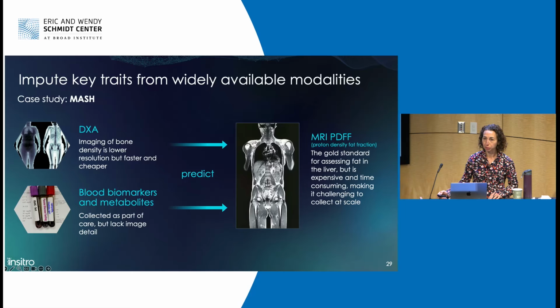So instead, what we do is we train machine learning models to predict our precision phenotype from much more commonly available data modalities. So an example of this that I can talk about here is in our study of MASH, or fatty liver disease, where the clinical gold standard trait is MRI-derived PDFF, and we train models to predict PDFF from DEXA, a bone density scan that's more widely available, or blood biomarkers and metabolites.